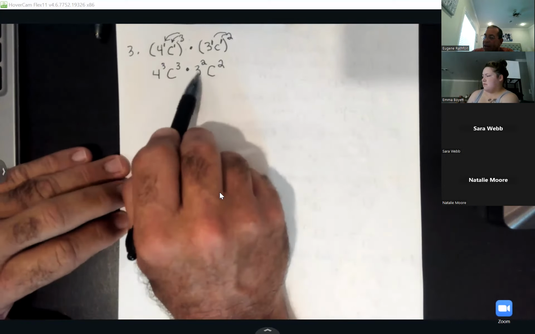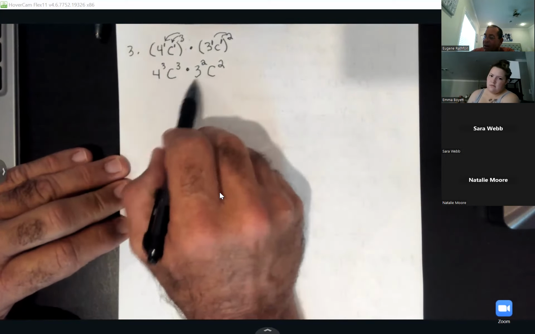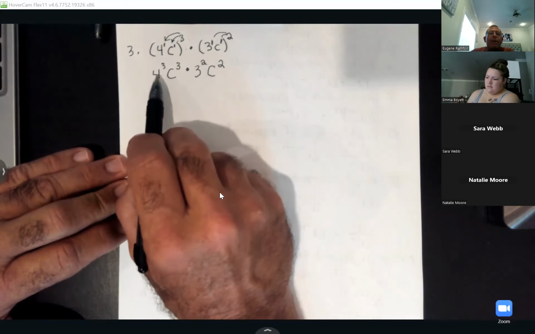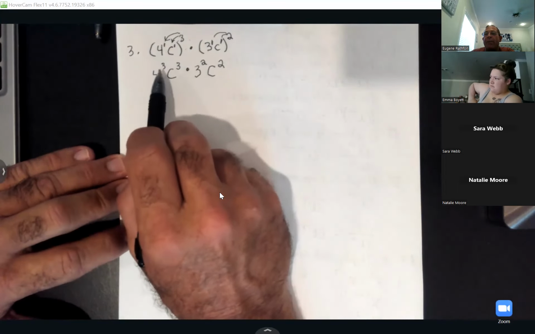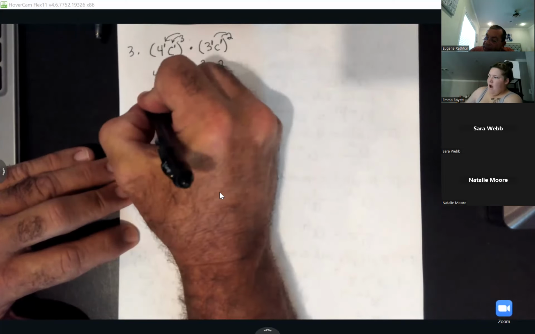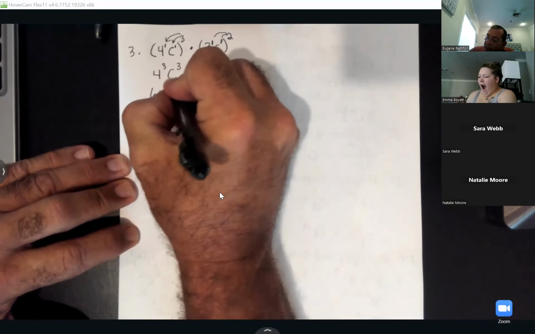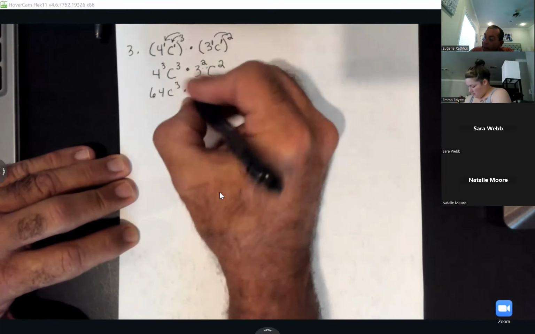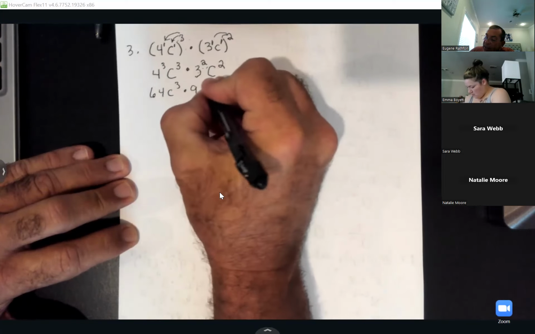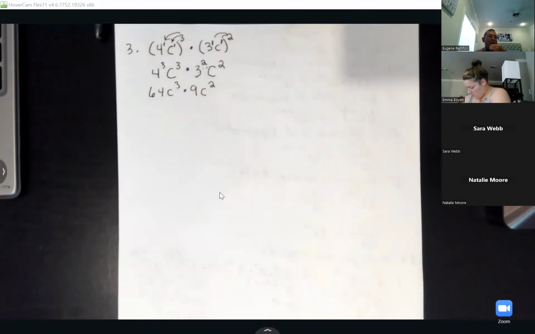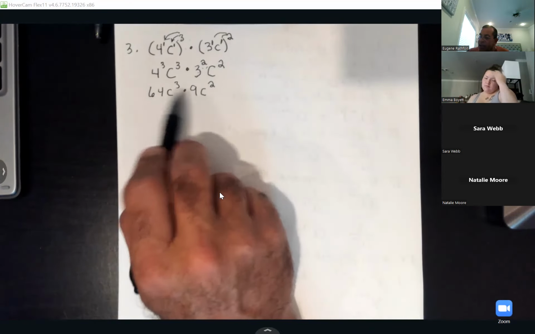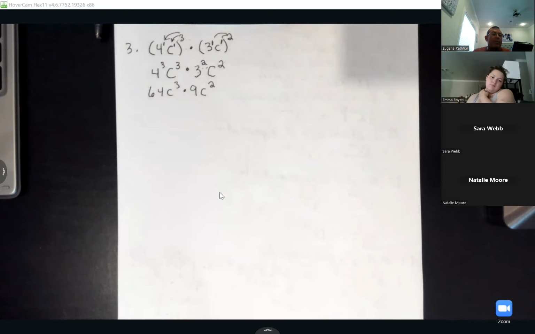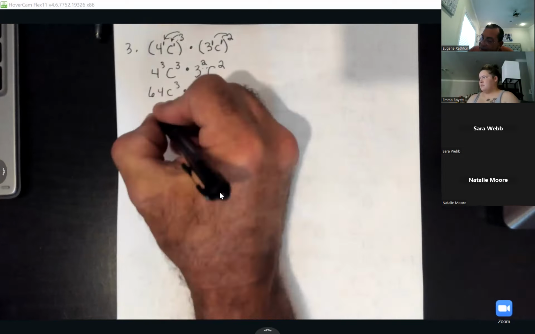So now, at this point, I'm just going to figure out what these two numbers equal. So 4 to the third, 4 times 4 times 4, gave me 64c to the third. Over here, 3 squared would be 3 times 3, which gave me 9c squared. So now at this point, I'm going to multiply these numbers together. So 64 times 9 gives me 576.